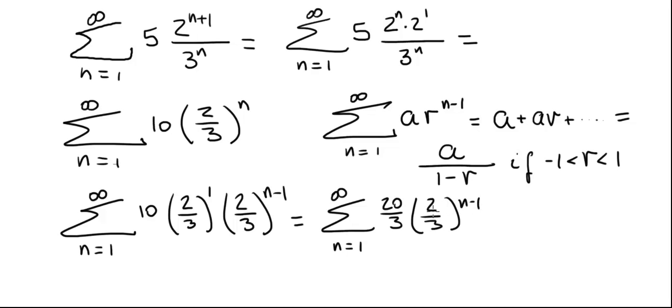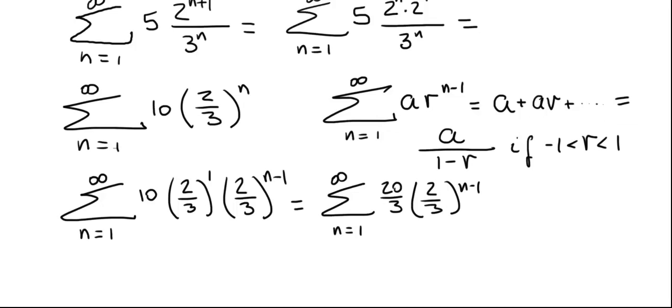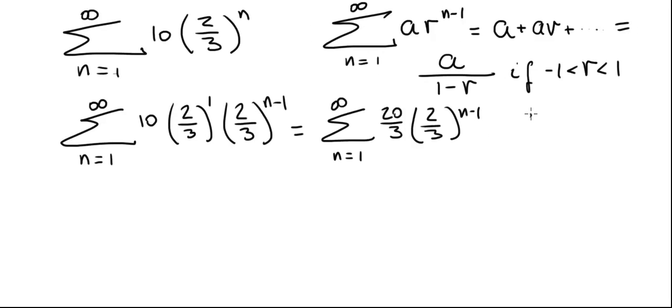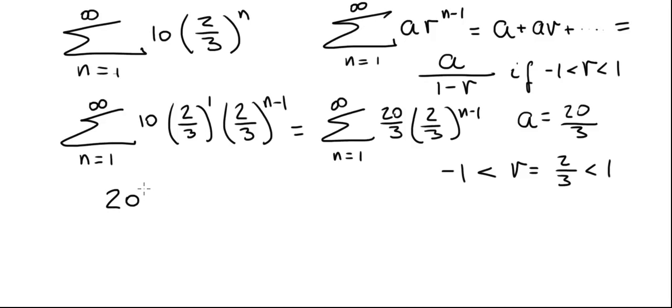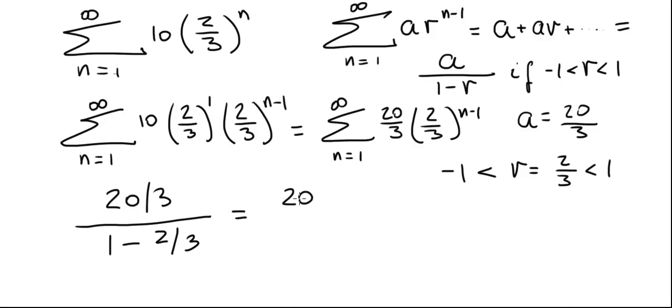And now this is in standard form. All we have to do is recognize a and recognize r. A in this case is 20/3. So a is equal to 20/3, and r is equal to 2/3. Clearly that's less than 1 and greater than -1. Therefore this series is going to converge to a, 20/3, divided by 1 minus r. So this is 1 minus 2/3. This is equal to 20/3 divided by 1/3, which is equal to 20.